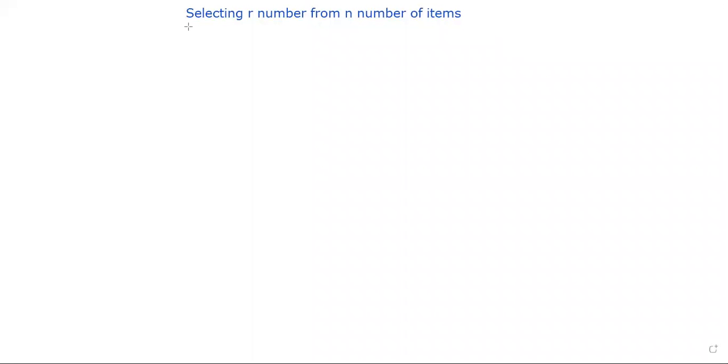Here we will discuss selection: selecting a number from n number of items. In the conventional way, whenever we are selecting r number from n number, we say nCr. We are using the combination logic and making the selection like that.